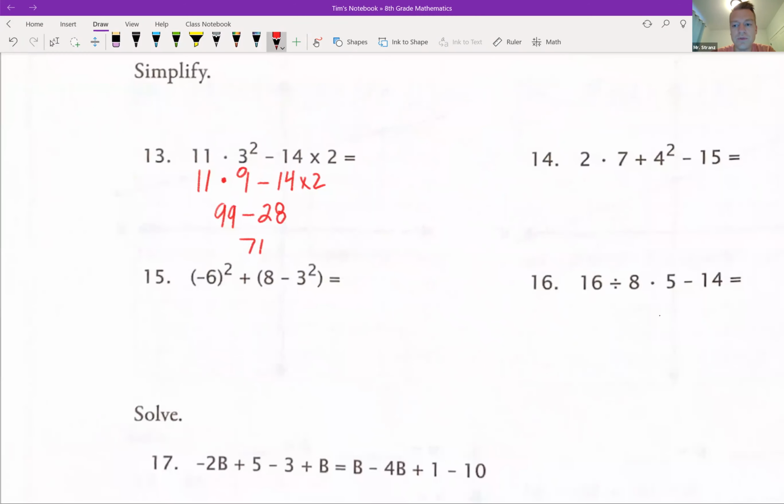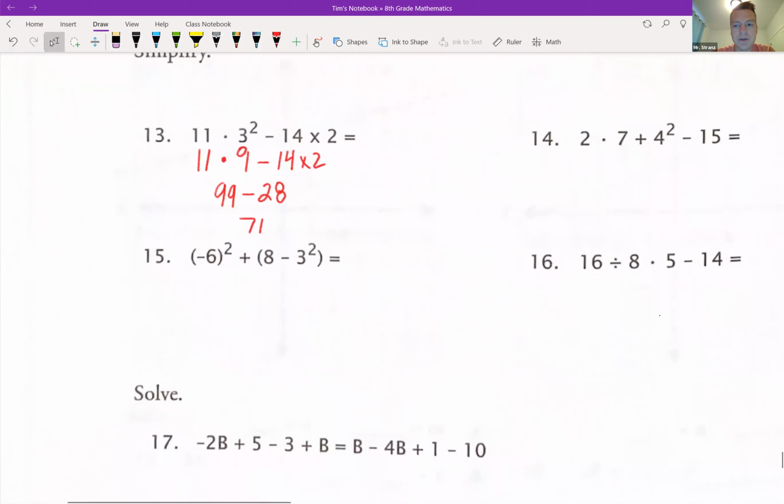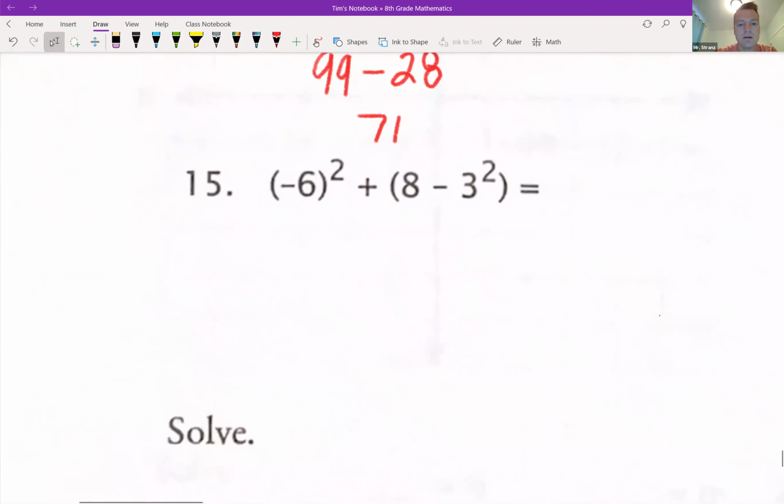I'm not going to go through all of these. We'll just do a couple of them. Let's look at number 15. So we've got -6 to the power of 2. So -6 times another -6 is going to be a positive 36.